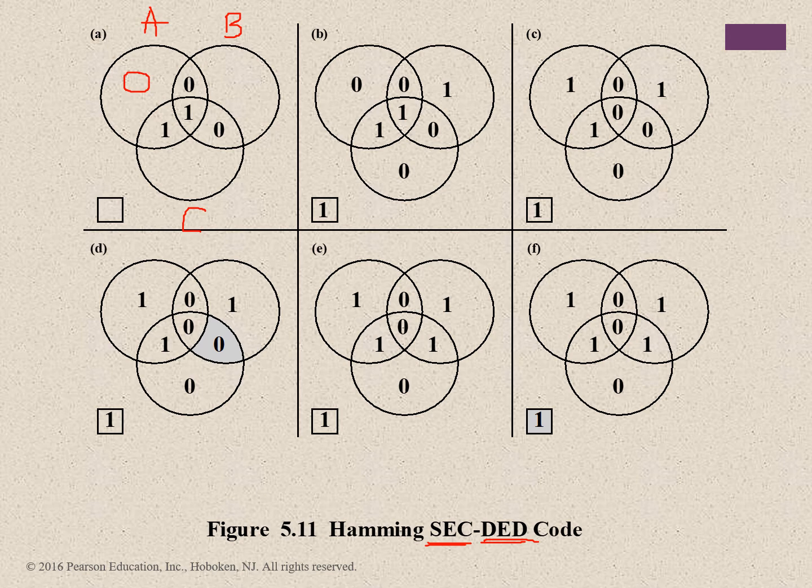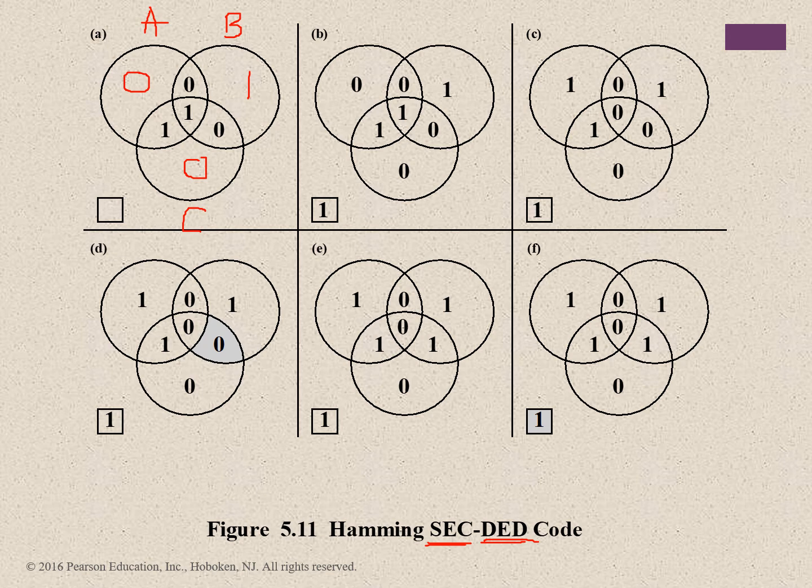In circle B, I have only 1. So I'm going to maintain an even number of ones, so the parity bit is going to be 1. And in circle C, how many ones do I already have? 2 ones. So the parity bit is going to be 0 because the number of ones is already even. Can you see that?